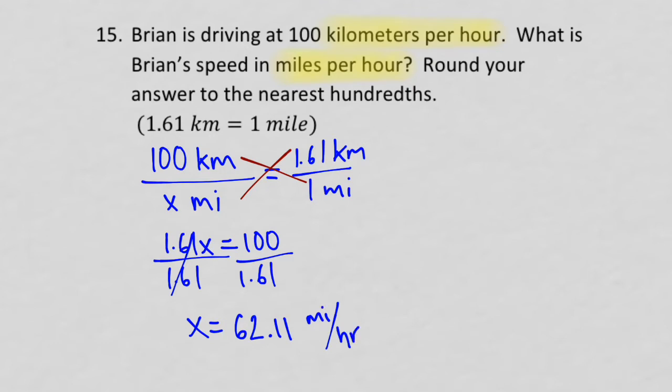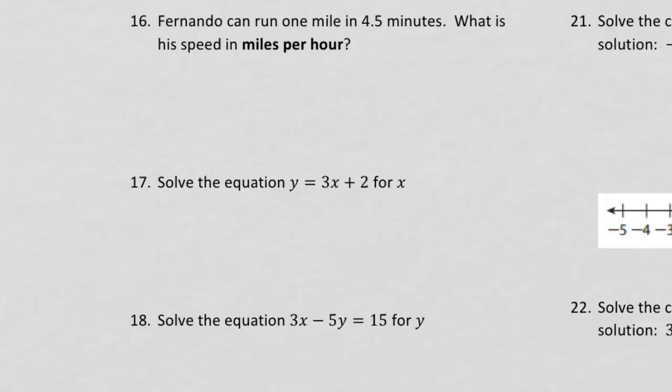That is Brian's speed in miles per hour if he's driving 100 kilometers per hour. And you're done. 16. Fernando can run 1 mile in 4.5 minutes. What is his speed in miles per hour? So what did they give me in this case? They gave me miles and minutes, and they want miles per hour.